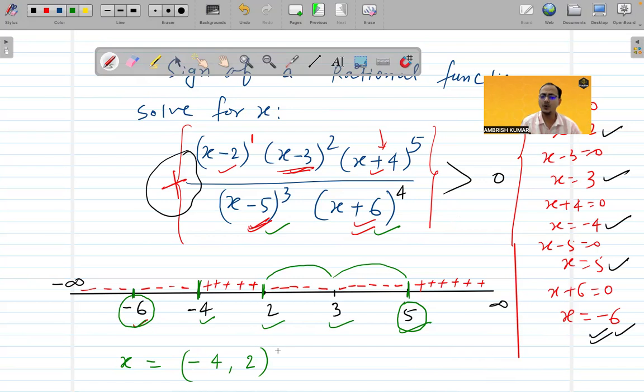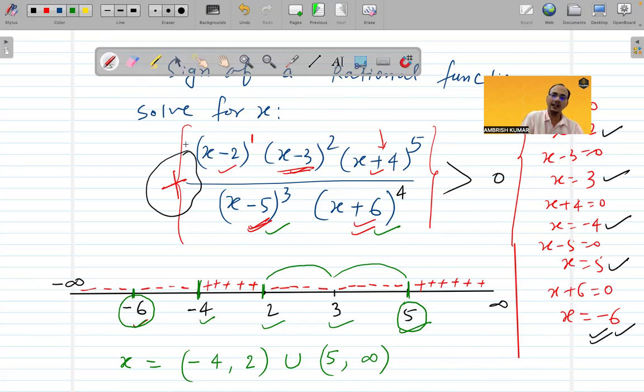So negative 4 to 2. Here we have positive sign. Then we have 5 to infinity. So union 5 to infinite. Look, infinite and negative infinite, that we always take in open interval. Clear? And here anyway, we don't have any equality sign. So no possibility of taking the closed interval here.